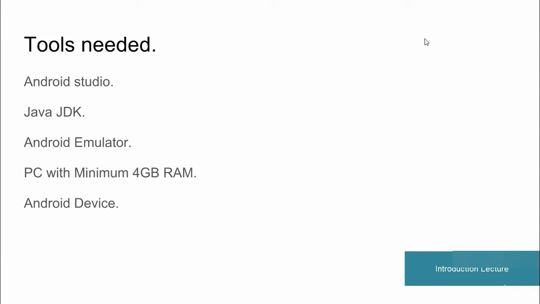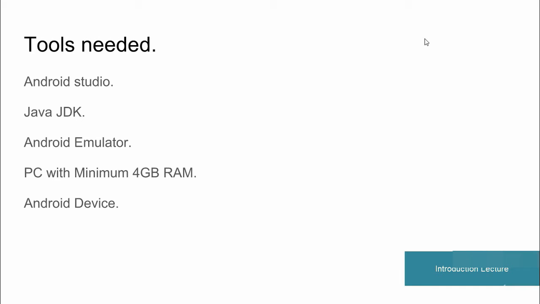Tools needed. So these are some of the basic tools which we are going to need for this course. The first tool which you need is going to be Android Studio, and Android Studio is an integrated development environment for producing Android applications. Android Studio makes it easy for us to write the code, compile it and run it on the emulator. So for development purposes we'll be using Android Studio.